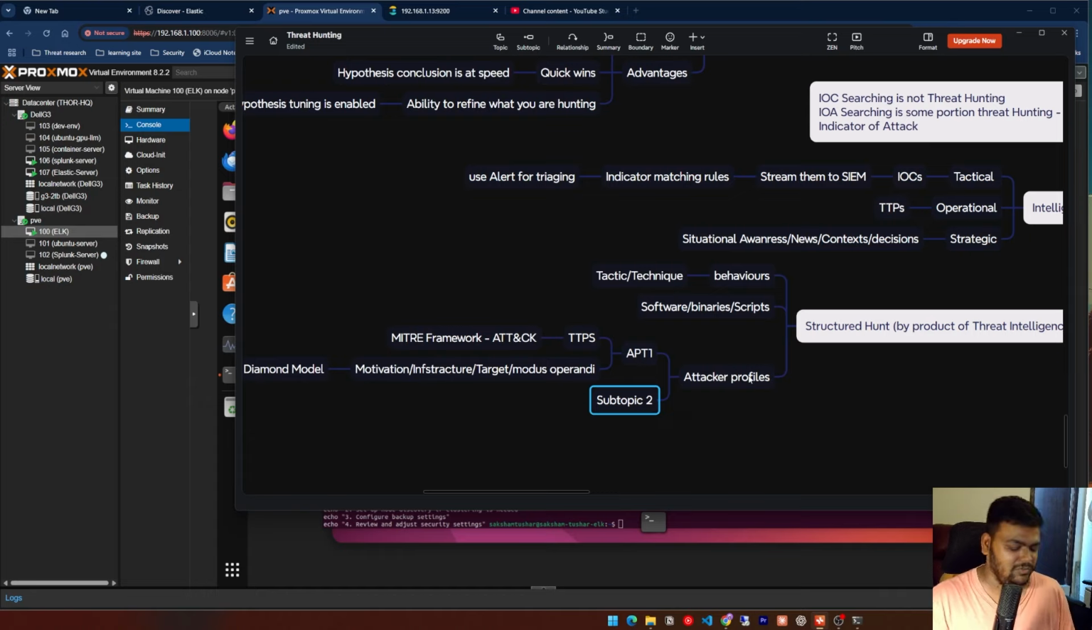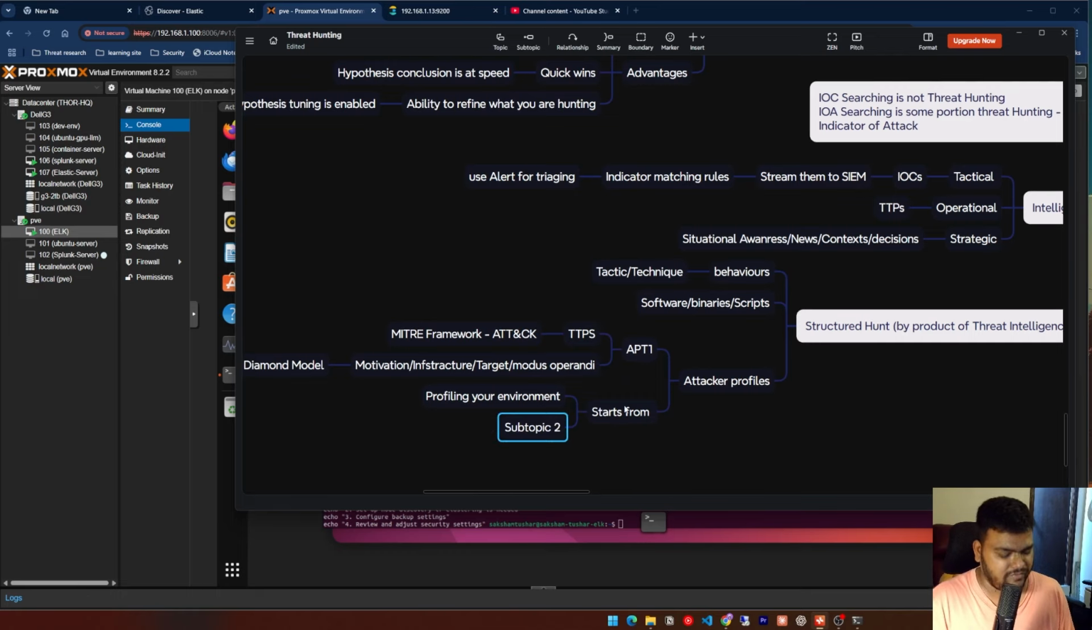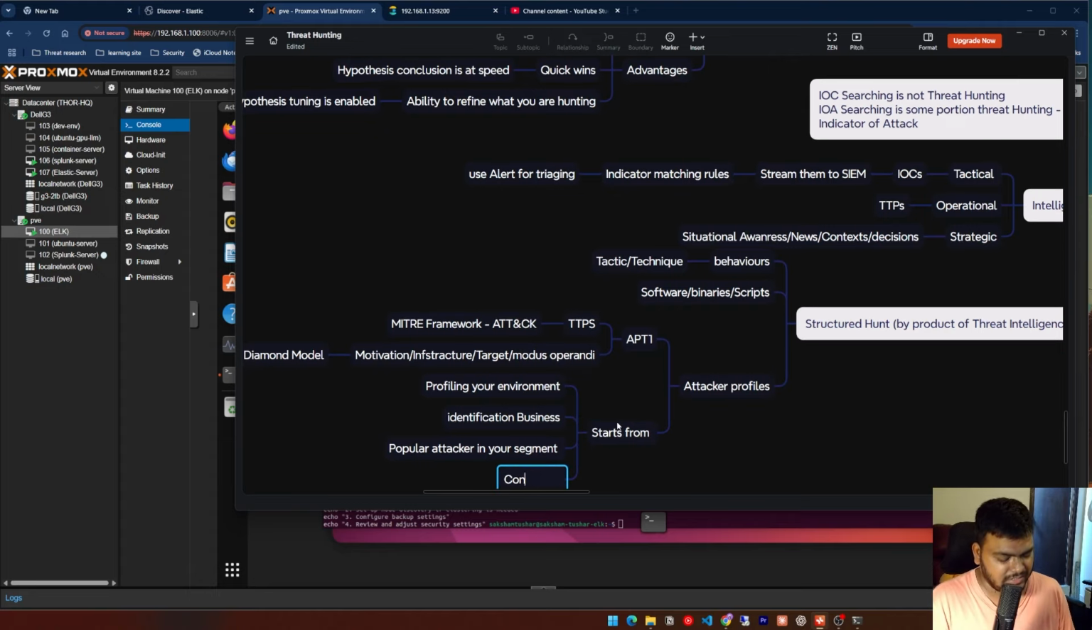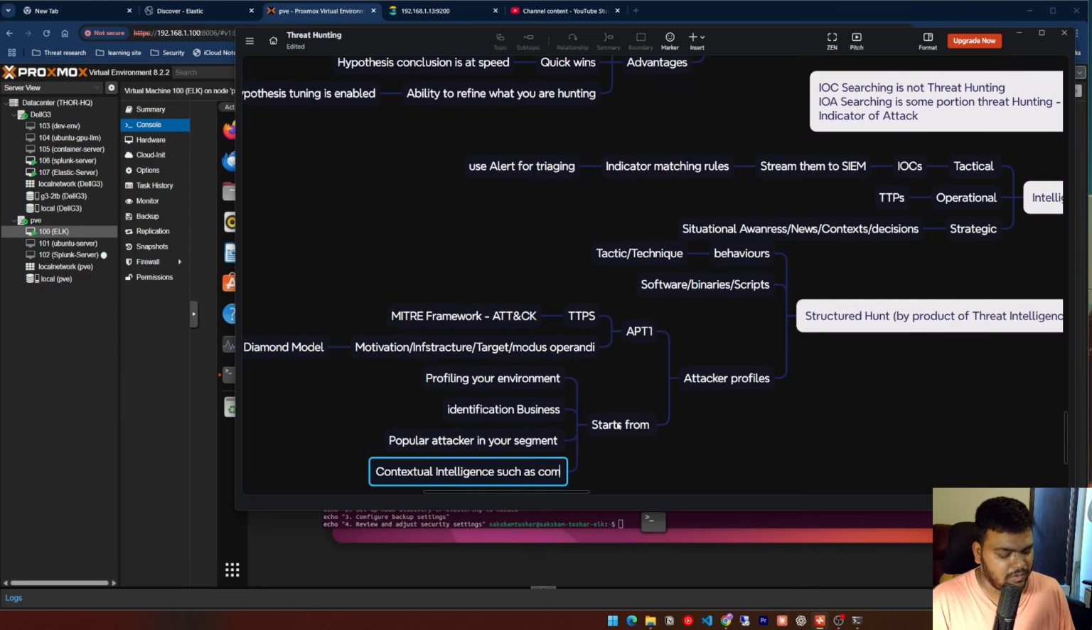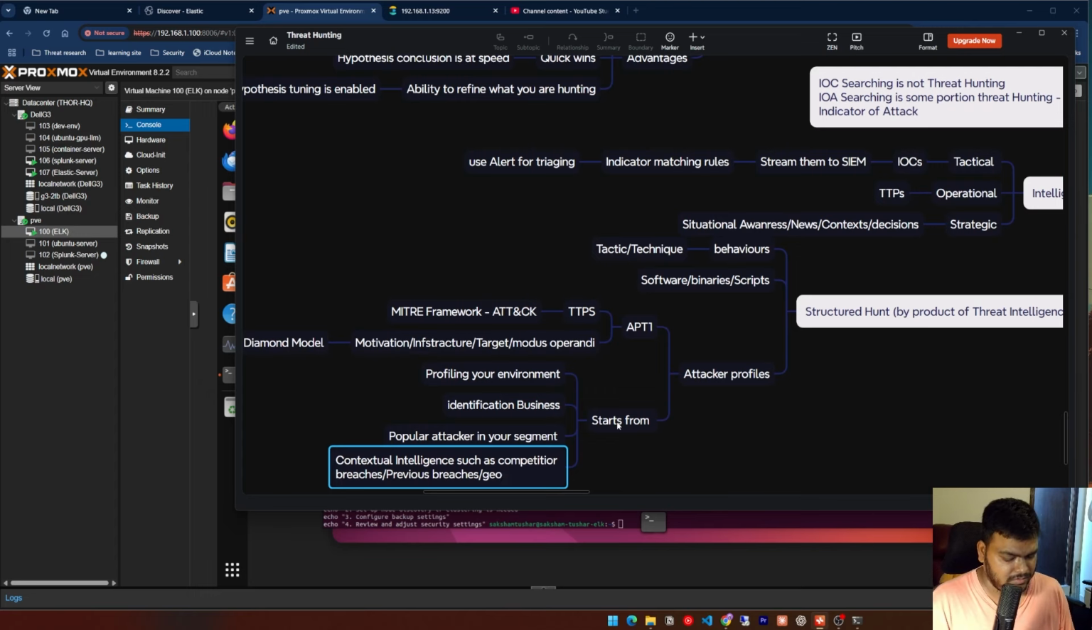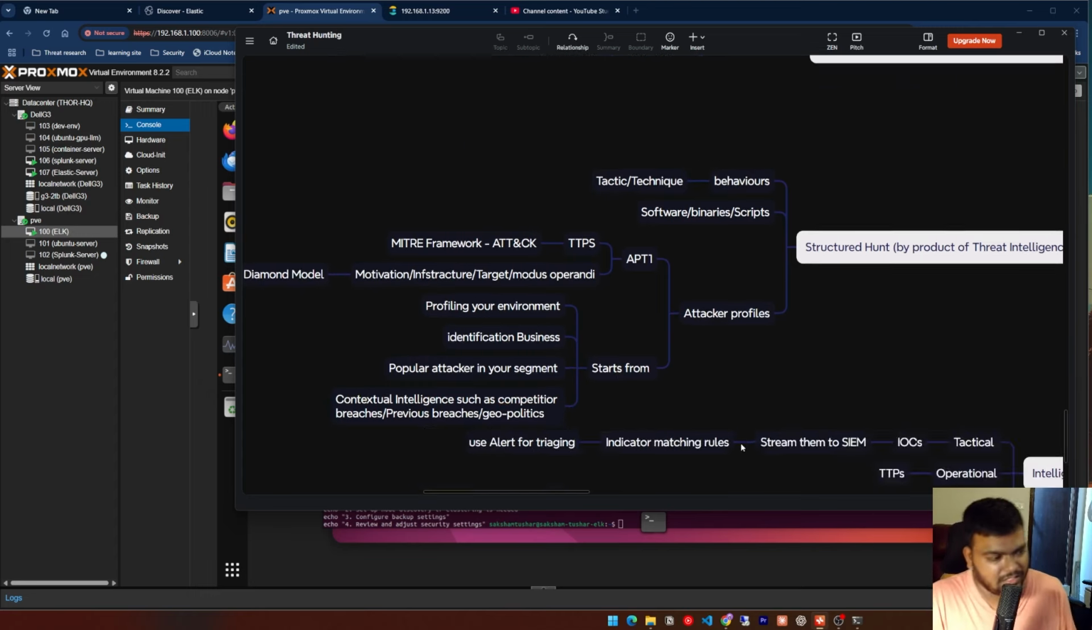So it basically starts from profiling your environment, then identification of business, and then it moves to popular attackers in your segment, right? You would also feed in contextual intelligence such as competitor breaches, previous breaches, attacks, geographical location, geopolitics, right? All of this factors in, and then you have a complete attacker profile.